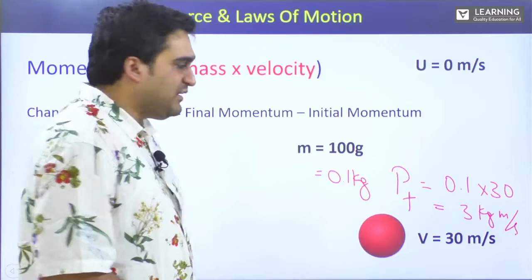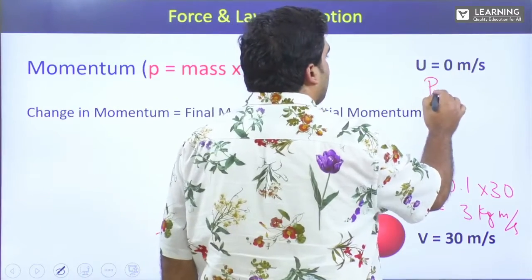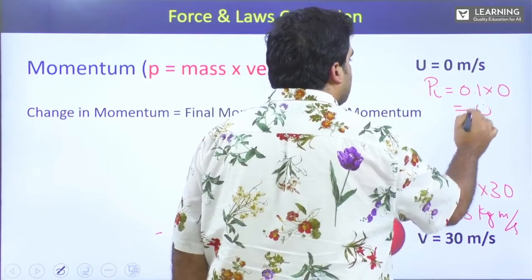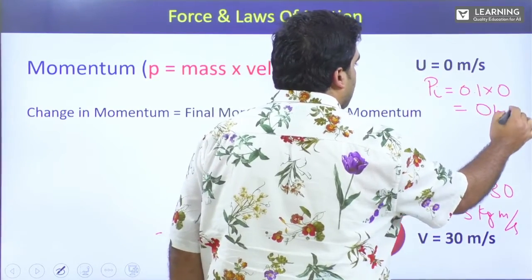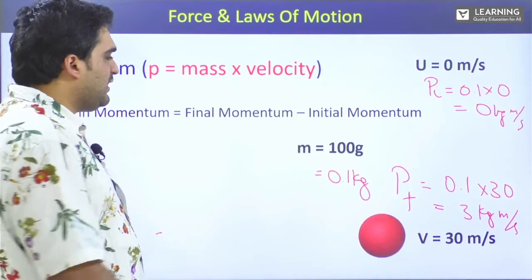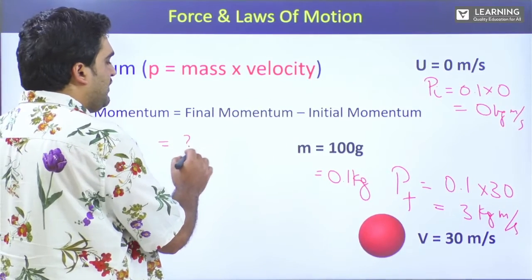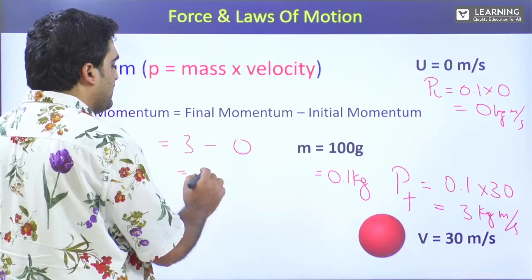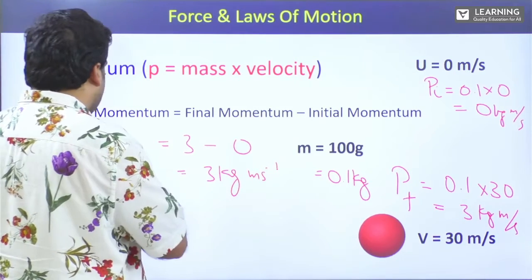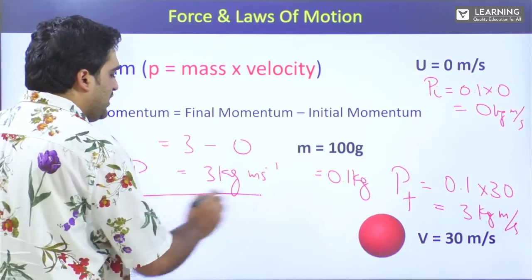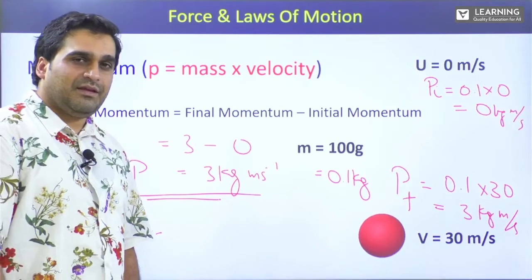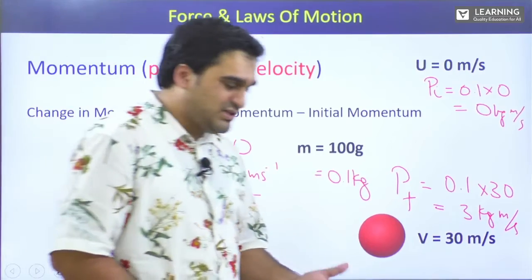That would be the final momentum, and the initial momentum, which is 0.1 times 0, is 0 kg meter per second. Final momentum minus the initial momentum gives you 3 minus 0, which is equal to 3 kg meter per second. So this will be the change in momentum. Not that hard to identify the change in momentum, isn't it?